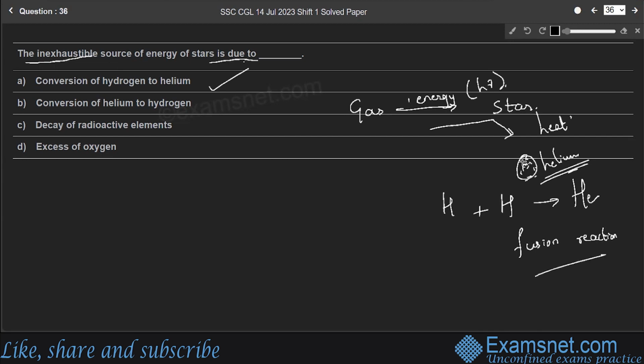So the inexhaustible source of energy of stars is due to conversion of hydrogen to helium. When a hydrogen atom combines with another hydrogen atom, helium is formed with the release of energy, h nu. Therefore, option A is the right answer.